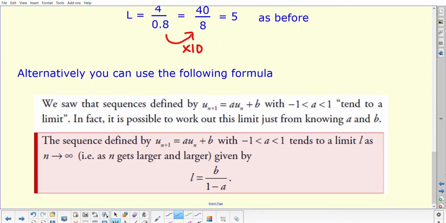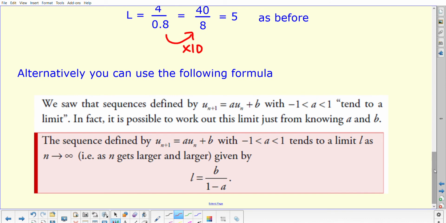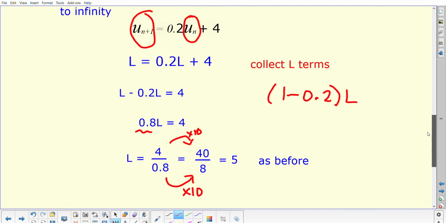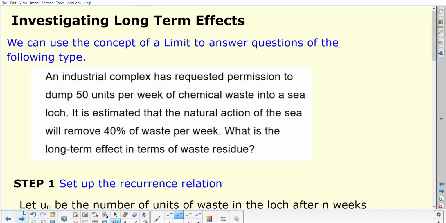Alternatively, there is a formula that you can use to work out the limit, which is this expression here, where it's the b value on the top over 1 minus whatever that a number is. Some people prefer to use that. I'm always going to stick with this one up here, because I've seen so many people forget where the A and the B go and what the A and the B stand for, so they get it round the wrong way. So if you just think about your recurrence relation and talk about a limit value replacing the un plus 1 and the un with L, then you're less likely to go wrong.